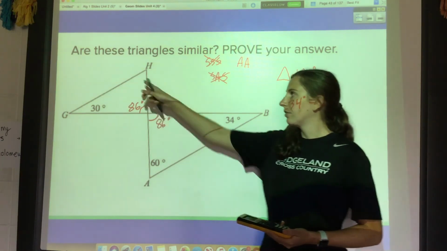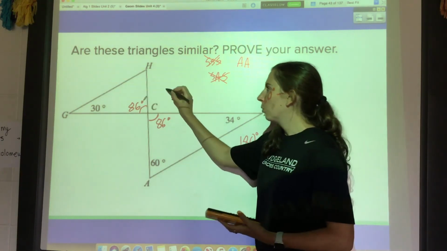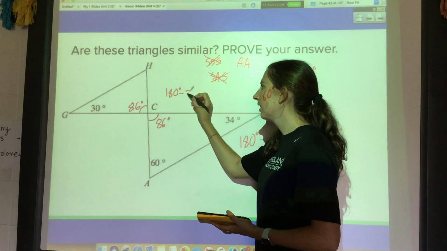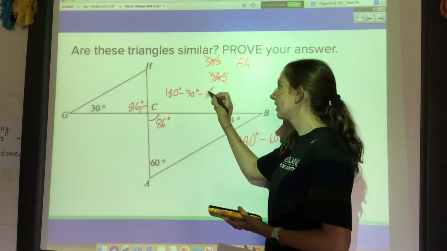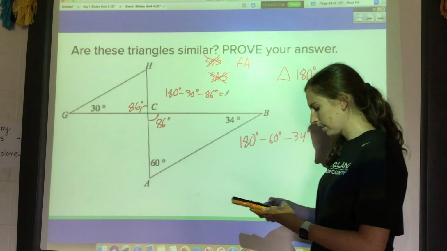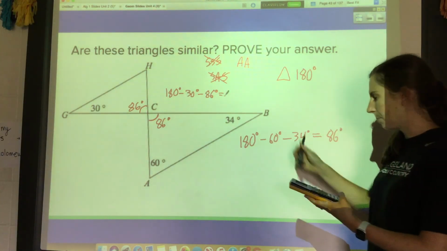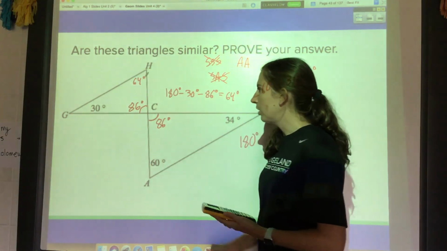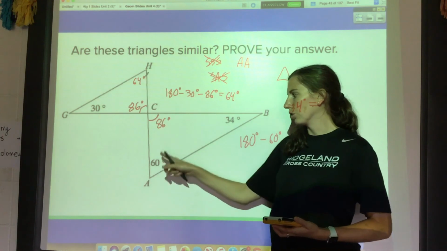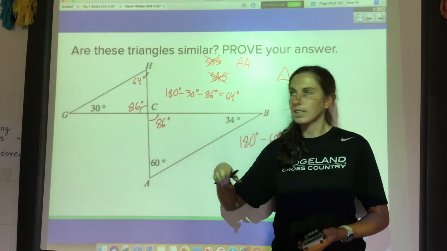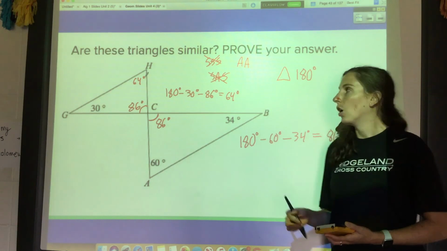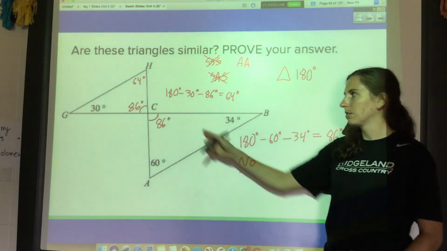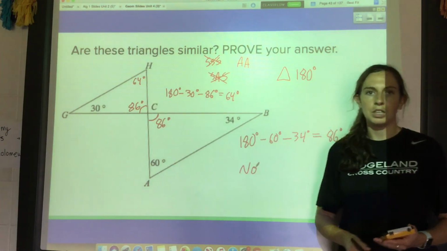If I wanted to, I could go ahead and find this last missing angle by doing 180, which is this full triangle, minus 30, minus the 86, and you get 64. So this last angle is 64 degrees, which again, neither of these are congruent. I only have one pair of congruent angles, not two. And so, no, these triangles are not similar because I don't have two pairs of congruent angles.